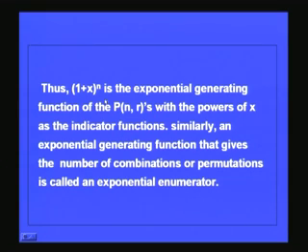Thus (1 + x)^n is the exponential enumerator, or the exponential generating function, for permutations with the powers of x as the indicator functions. That is, x, x squared, x cubed, etc. are the indicator functions. Similarly, an exponential generating function that gives the number of combinations or permutations is called an exponential enumerator.